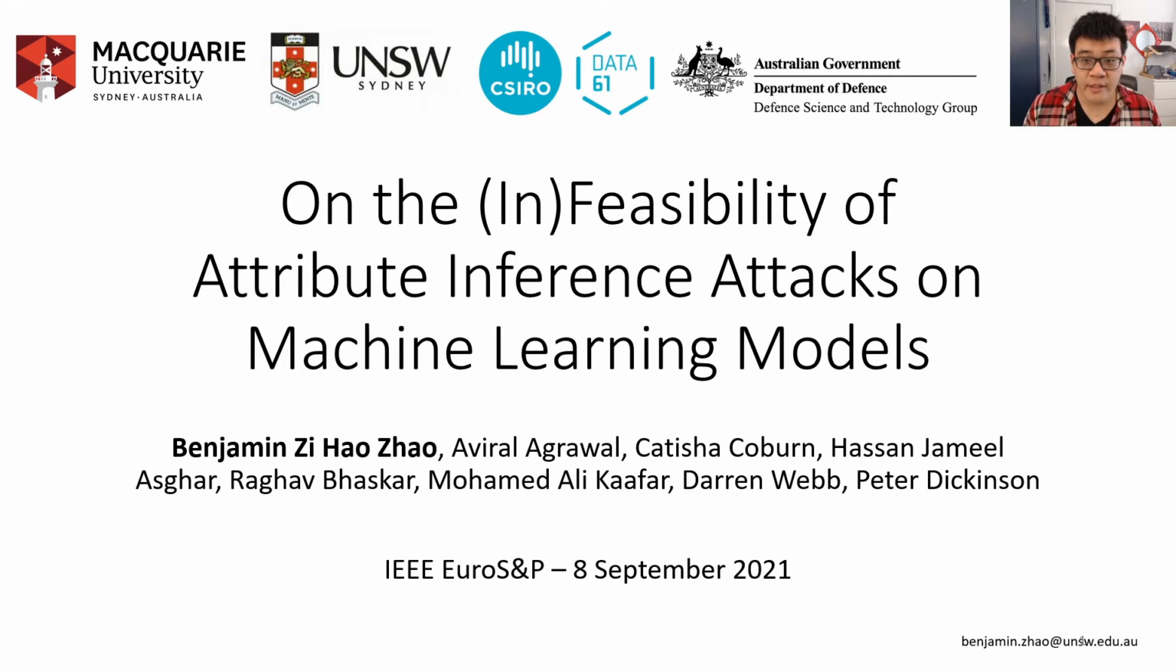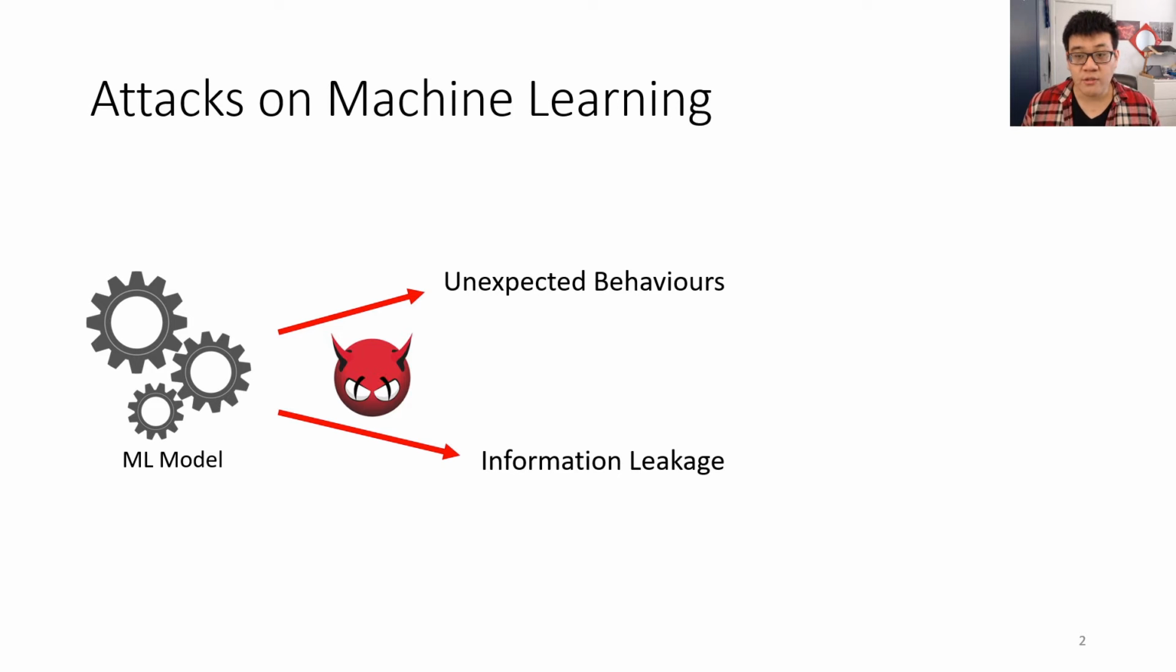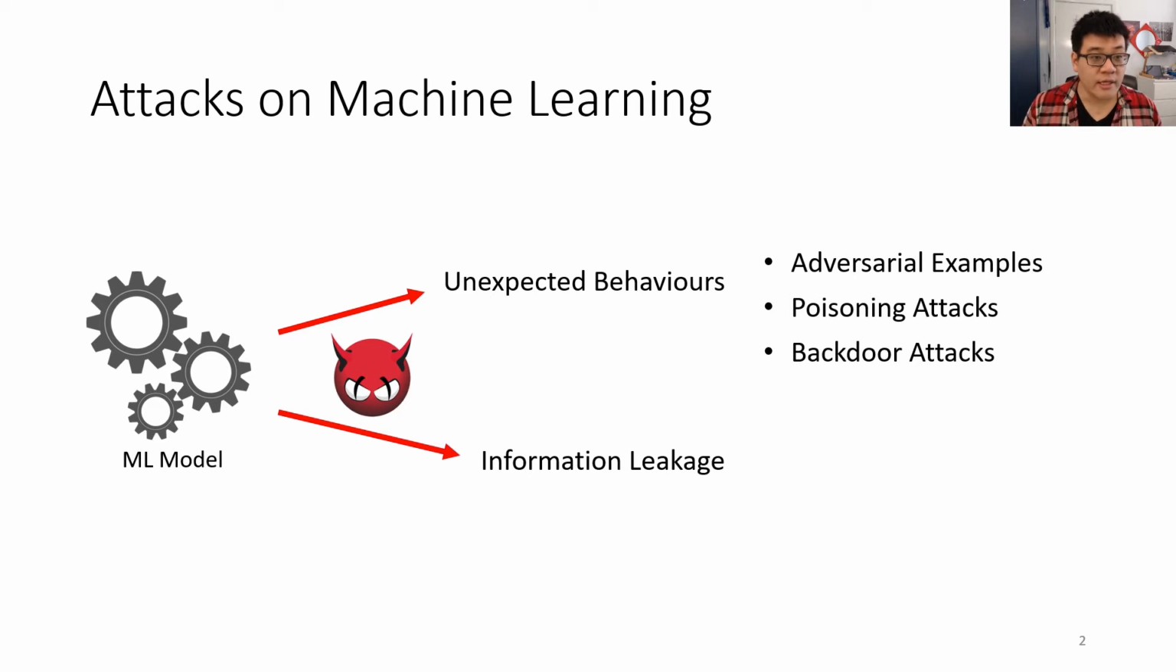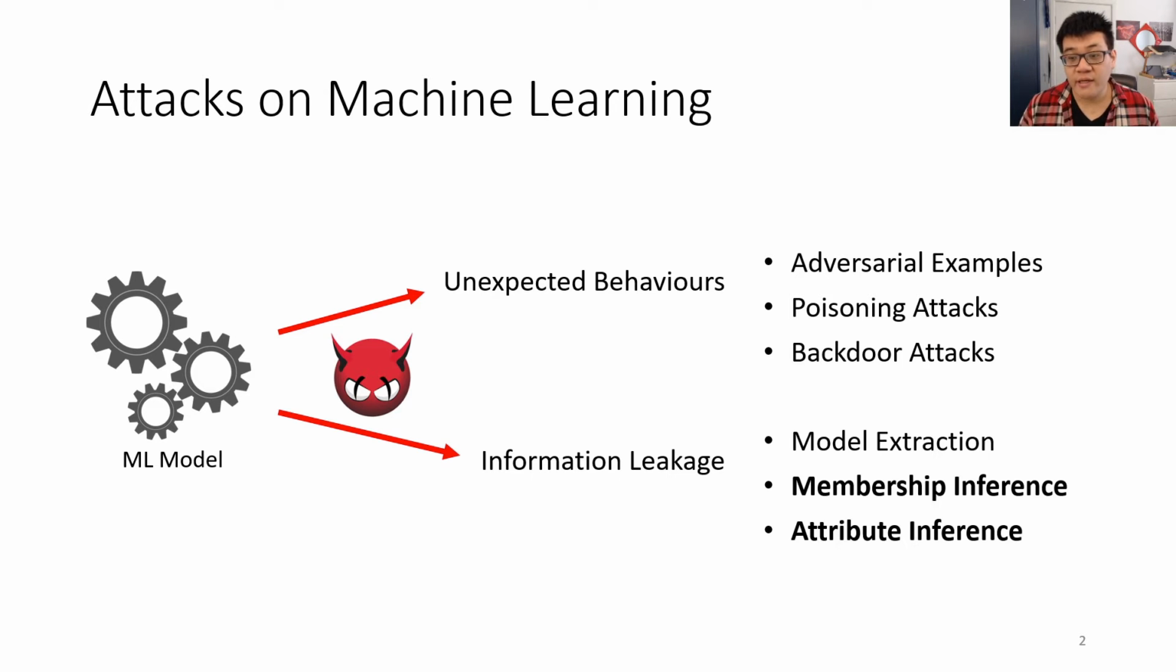Now, when we look at the attack space on machine learning, there's a wide variety of attacks, but they generally fall into two categories here. One seeks to create unexpected behaviors within the model, and the second, to leak information about that model itself. Under unexpected behavior, you can expect to see attacks such as adversarial examples, poisoning attacks, and backdoor attacks. More specific to our purposes here today are the information leakage attacks, things like model extraction, and even more specifically, membership inference and attribute inference attacks.